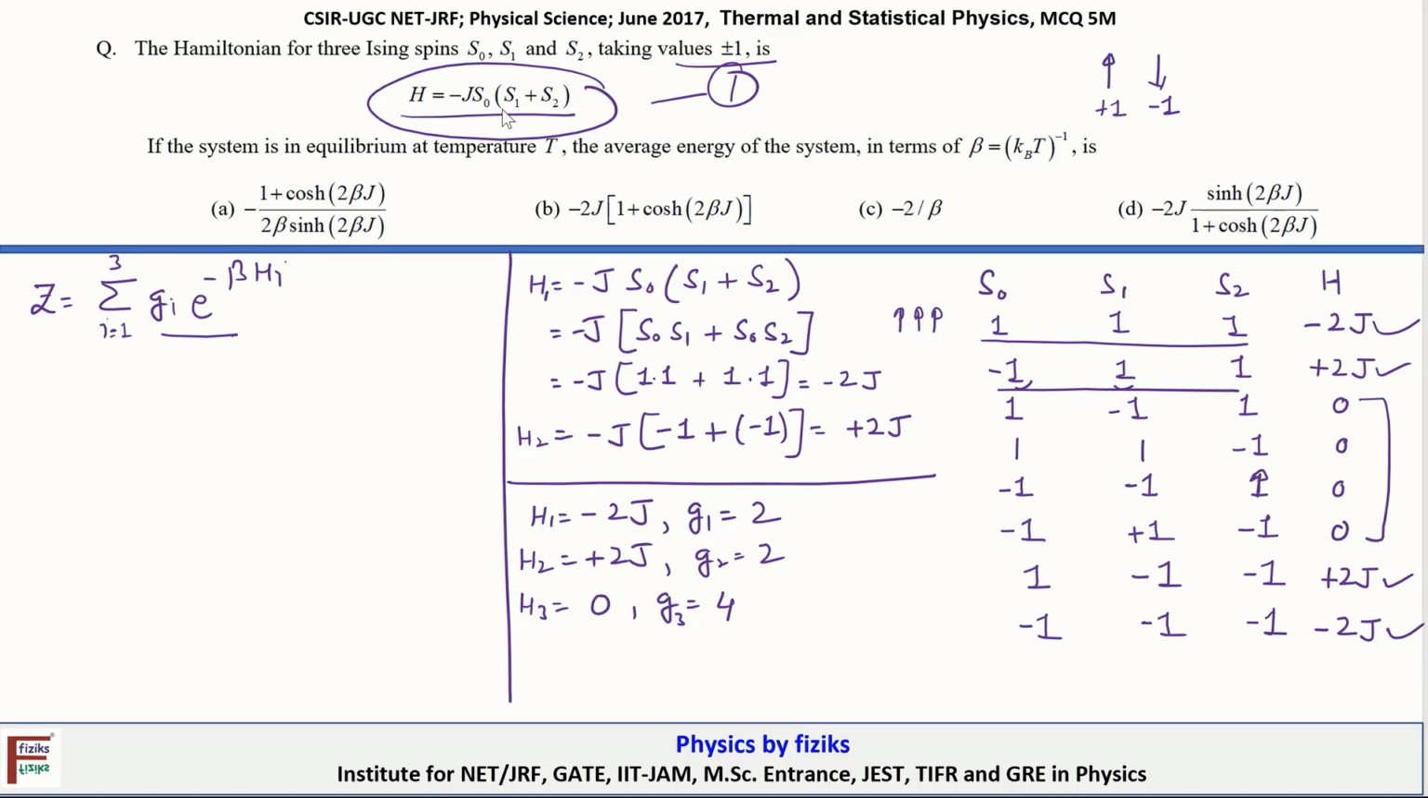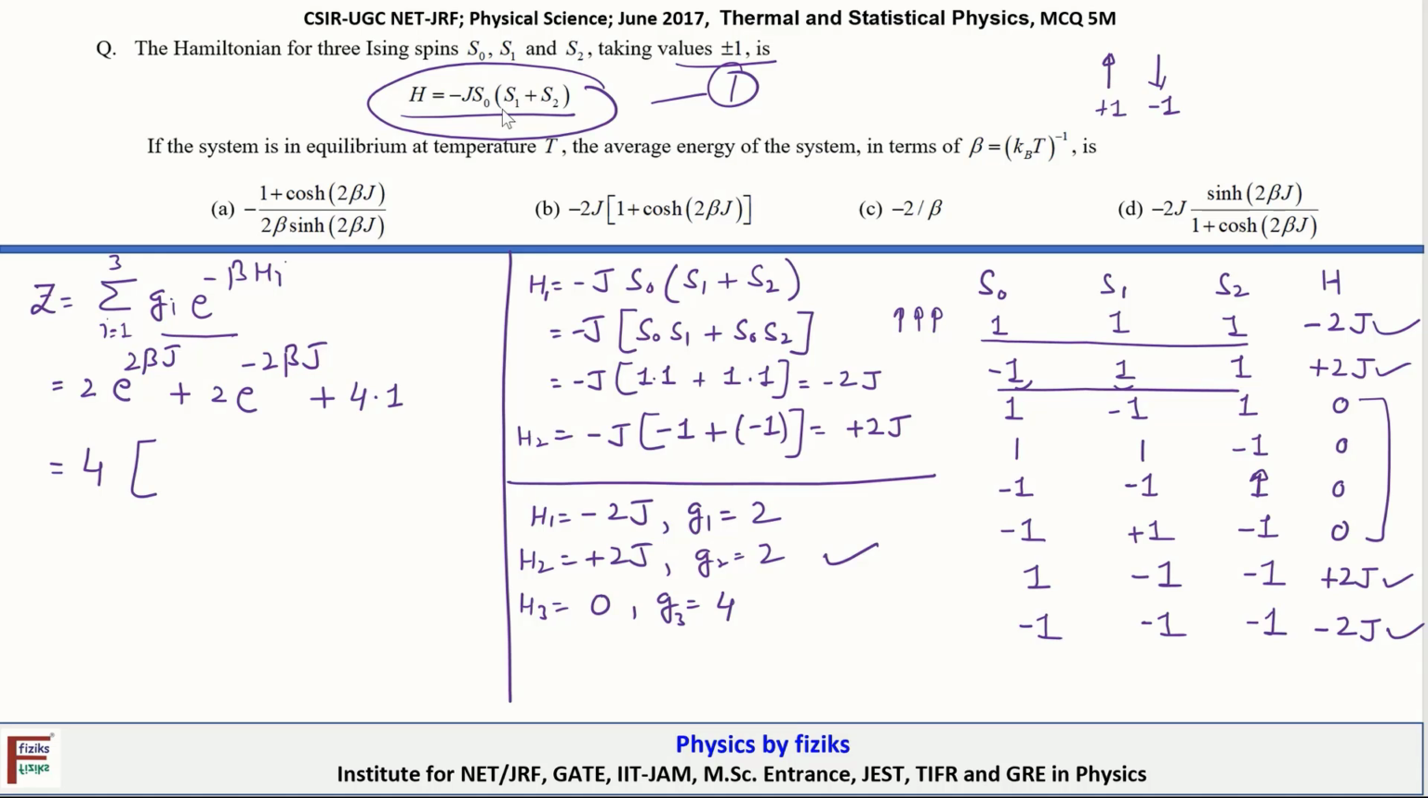Okay, so the partition function will be G1, which is 2, exponential minus beta multiplied by minus 2j, so that will give you 2 exponential 2 beta j. Okay, now the second case, for this case the degeneracy is 2, exponential minus 2 beta j, plus G3, which is 4, exponential minus beta 0, so that will give us the 1. Okay, so that's the partition function.